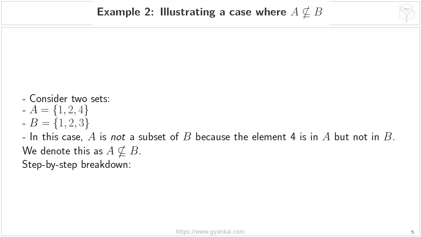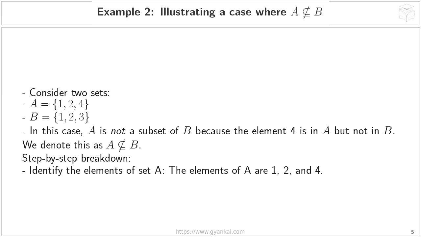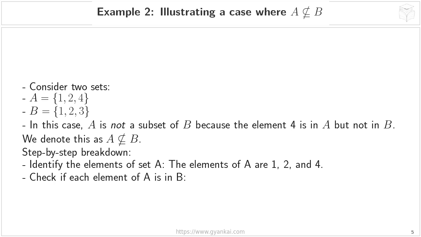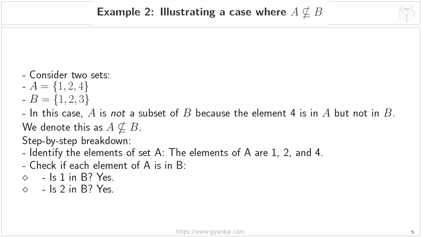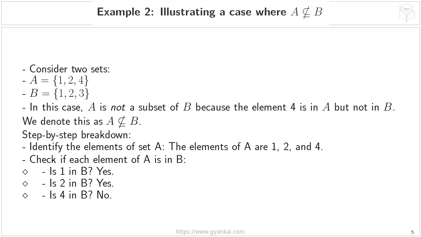Let's break it down step by step. First, we identify the elements of set A as we just stated. Those are 1, 2, and 4. Next, we need to check if each of those elements is also present in set B. Is 1 in B? Yes, it is. Is 2 in B? Yes, it is as well. But what about 4? Is 4 in B? No, it is not. 4 is not an element of set B.